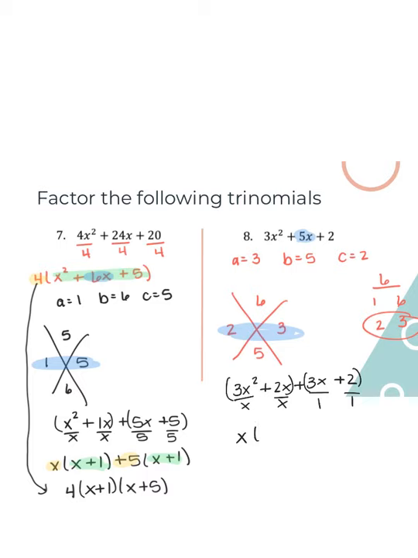So 3x squared divided by x leaves me with 3x. And then 2x divided by x leaves me with a 2 plus 1. And 3x divided by 1 leaves me with a 3x. And 2 divided by 1 leaves me with a 2. Double check. How do things look? 3x plus 2, 3x plus 2. That looks great.